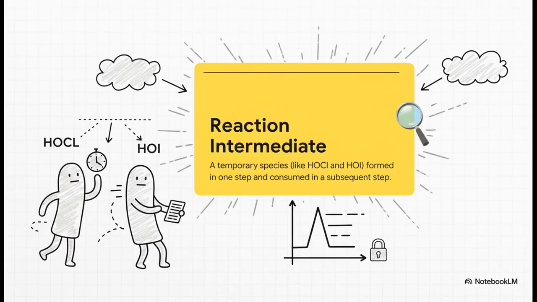This mechanism also introduces us to a couple of new characters, HOCl and HOI. We call these reaction intermediates. Think of them like temporary props in our play. They get created in one scene and then completely used up in the next. And because they're so fleeting, trying to measure their concentration is incredibly difficult. Keep that in mind, because it's going to be really important in a minute.